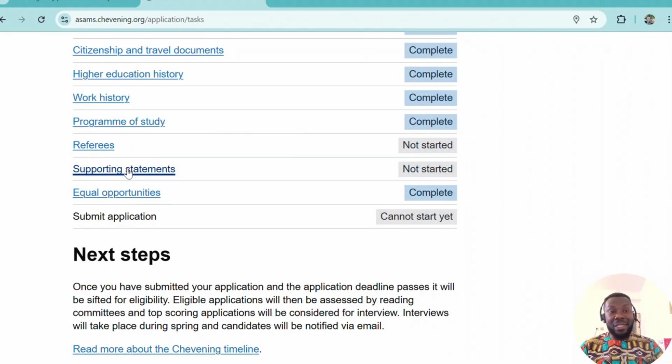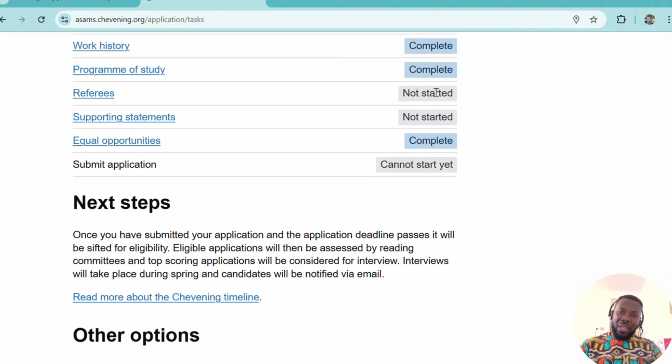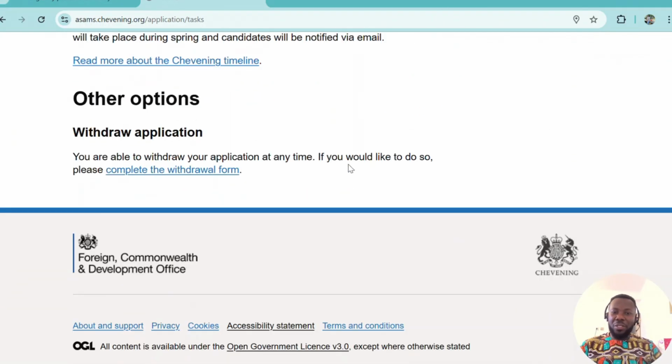Also, in inputting the referee's information, you must find referees who are willing to write excellently about you and recommend you without any reservation. If you are not sure, if you're going to put somebody who will put just general and average information about you, you may miss out on the competition. So take note of it. And once everything is done, you can click to submit your application.